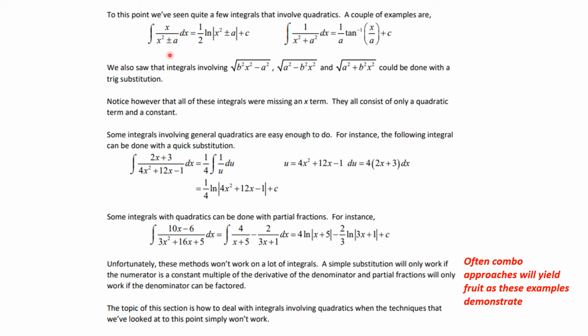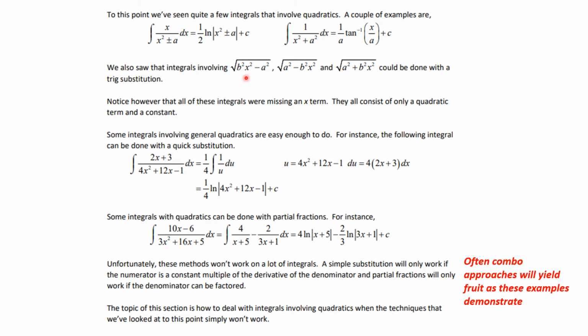We've integrated things like this. You let u equal the denominator, and you have du more or less up here. And so this integral becomes 1/2 the natural logarithm of the absolute value of x squared plus or minus a, plus C. Similarly, we have this one. We remember that this is the arctangent, and this is 1 over a times the inverse tangent of x over a, plus C.